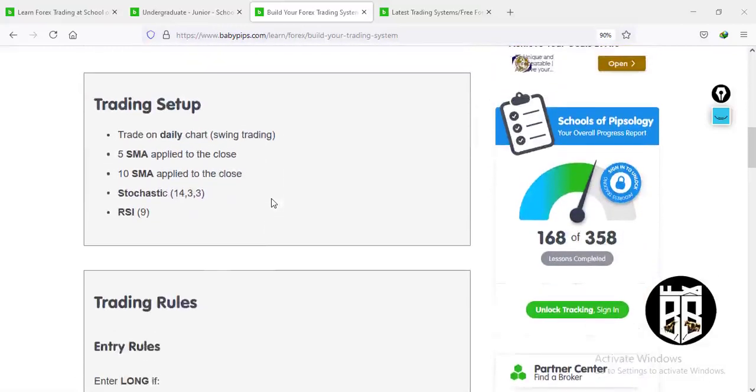So the trading setup involves, one, your daily charts, the daily time frame, and somebody who is trading a daily time frame is considered a swing trader, because you want to be catching swings. And then you want to apply the 5 simple moving average to the close, and also the 10 moving average applied to the close as well. And then you want to throw up the stochastic indicator, and then the relative strength index indicator as well.